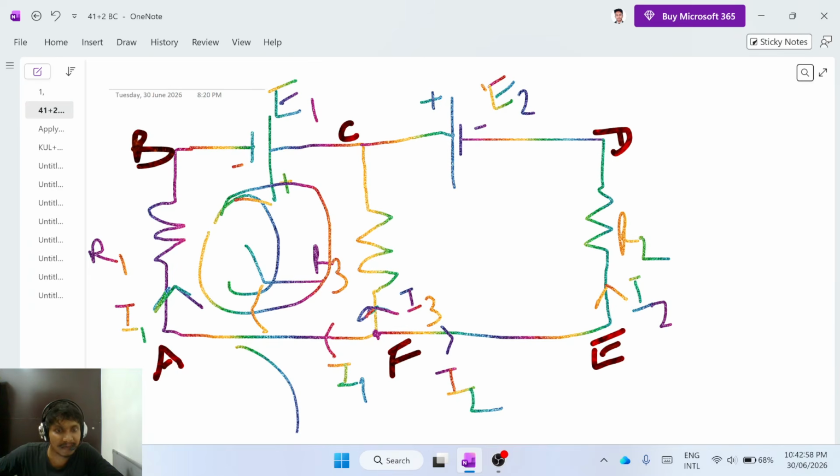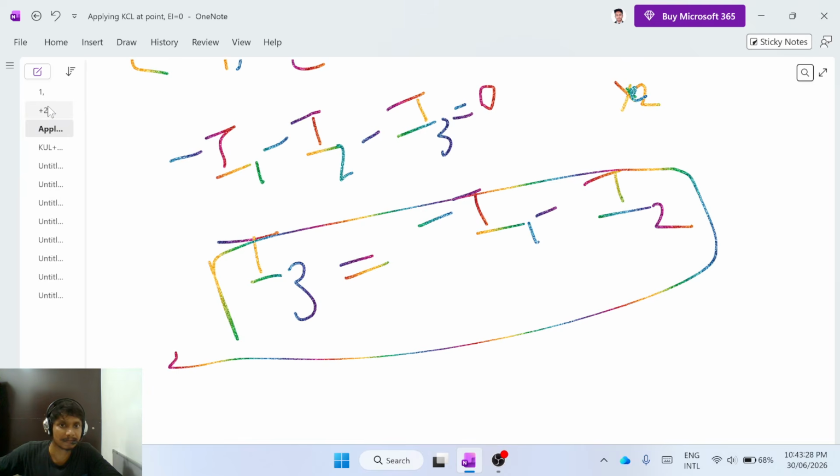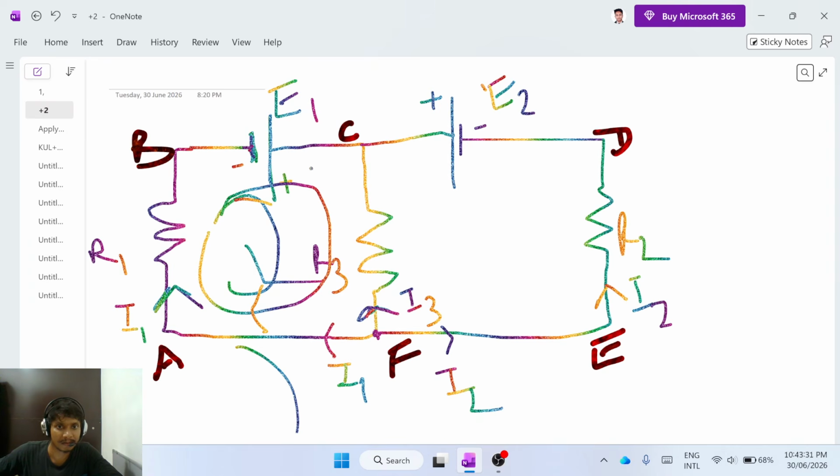Going in this direction, first we meet the minus terminal. No, this is the plus terminal, this is the minus terminal. If we go from this side, we first touch the minus terminal. Therefore, minus E1.